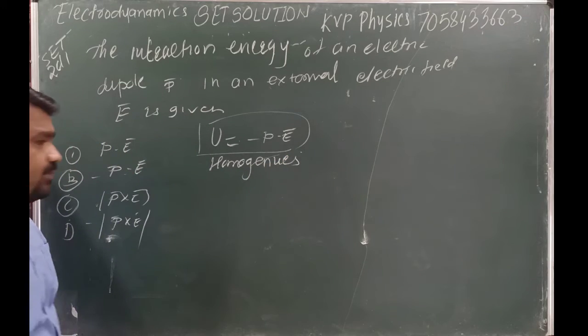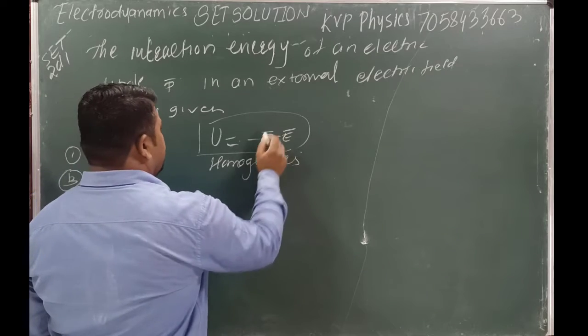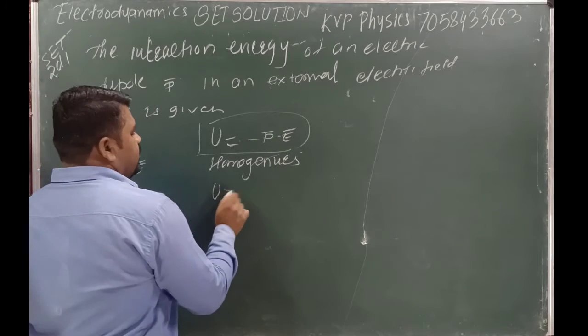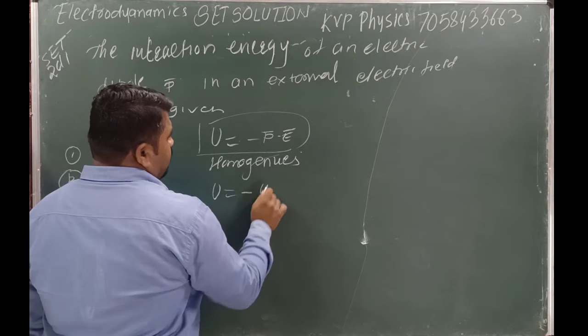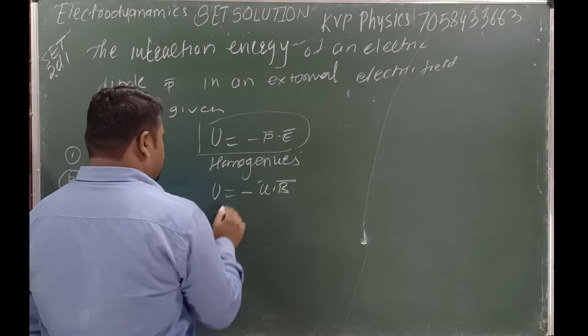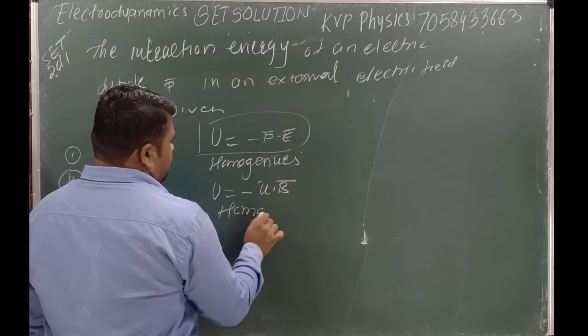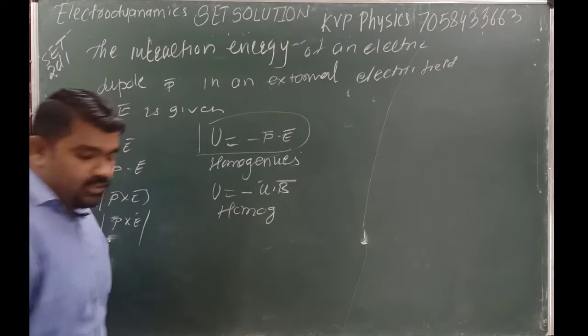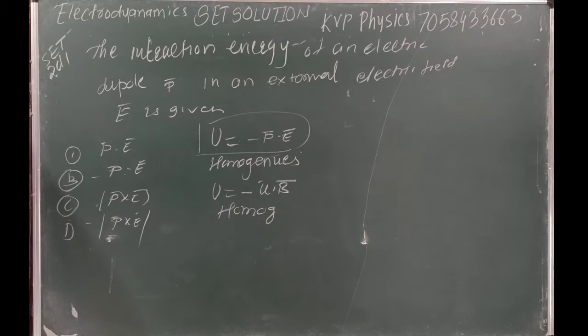What is the electric field potential energy? Minus P bar dot E bar. And what is the potential energy for the magnetic field? Minus mu bar dot B bar, for the homogeneous case. We can change the medium, then the potential energy form also changes for electric as well as magnetic.